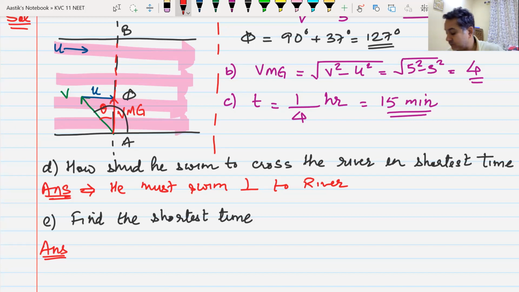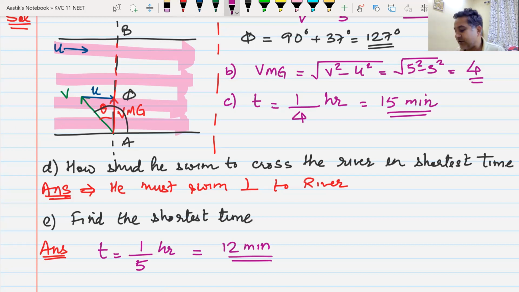One by 5 hour. The shortest time is now 1 by 5 hour. And how much is 1 by 5 hour? It is 12 minutes. So 12 minutes is the shortest time he can take to cross the river. Are we getting the question or no?